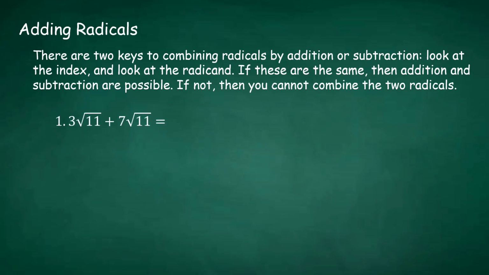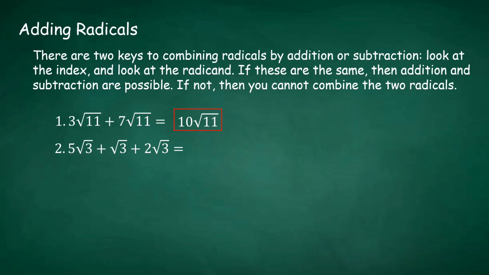In example number 1, both radicals have the same root and index. The 2 radicals are the same: the square root of 11. This means you can combine them, as you would combine the terms 3x plus 7x. So now you can add the coefficients, 3 plus 7 is equal to 10, and then copy the square root of 11.